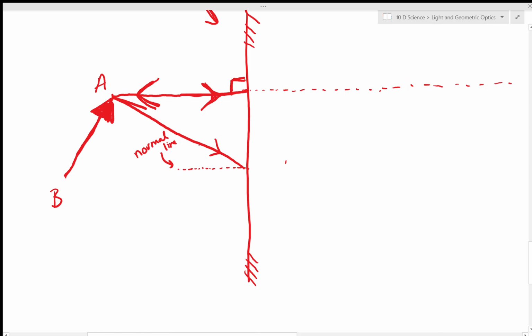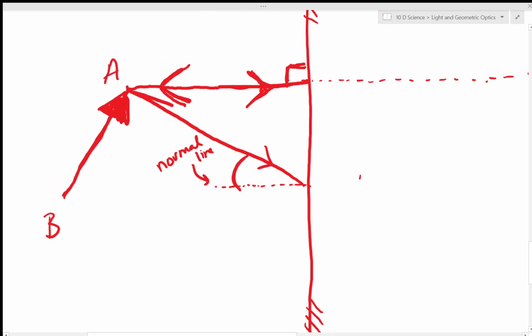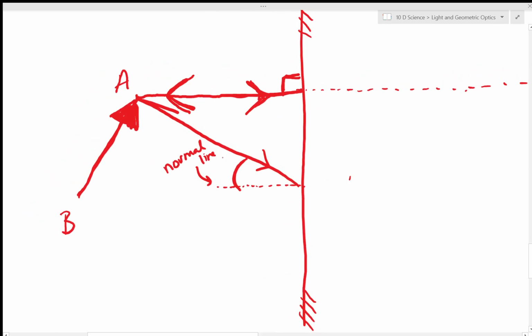So this angle here is called our incident angle. Now we use a special symbol in physics here to represent that. We use a symbol called the theta. It's a Greek letter. And because this is the angle of incidence, we use a little subscript i to represent the angle of incidence there.